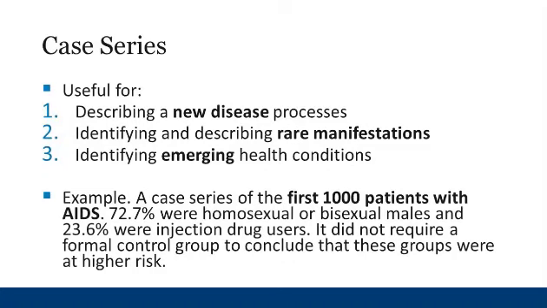My best example here being that of AIDS. The first 1,000 patients with AIDS was actually done as a case series. And within that, 73% were homosexual or bisexual males and 24% were injection drug users. So it does not require a formal comparison group to conclude that those are risk factors for AIDS. And that's a pretty quick study design to be able to get the information you need to start responding to some emerging health condition or new disease that's coming.